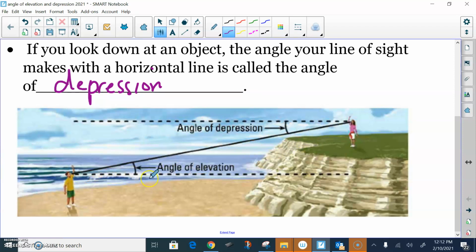And if you can see, the horizon is going to be two parallel lines. And then if you think of this line here as their transversal, you can probably guess what we're going to say about the angle of elevation compared to the angle of depression. They're alternate interior angles. So she should be looking down at the same angle that he's looking up. So angle of elevation, angle of depression, in this case, they're going to be congruent angles.